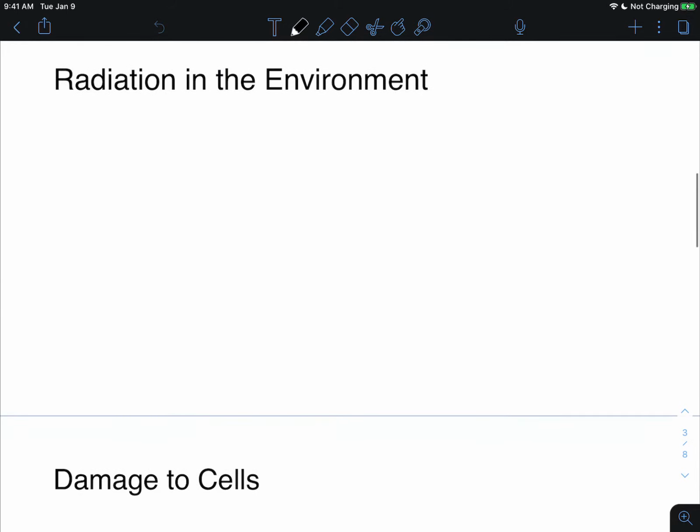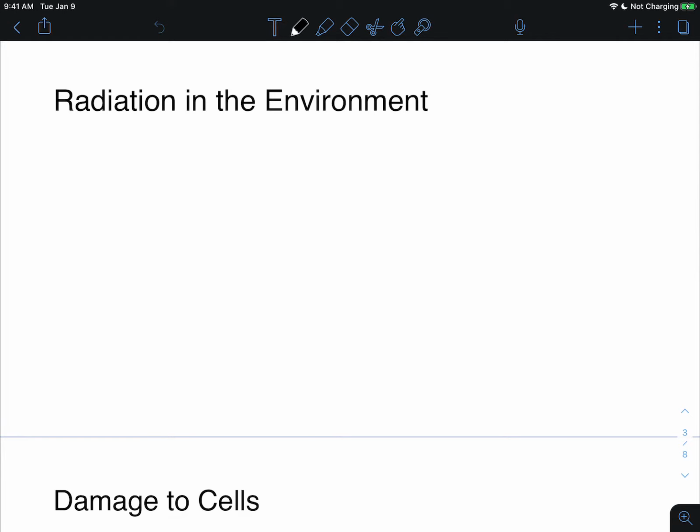So radiation is all around us in the environment. There are a lot of naturally occurring radiation sources. For instance, bananas. Bananas have a form of potassium in them that is radioactive. So we are constantly exposing ourselves to radioactive potassium when we eat bananas. And a lot of different fruits and vegetables are going to have some radiation about them.